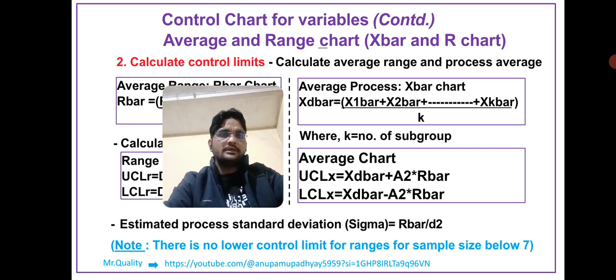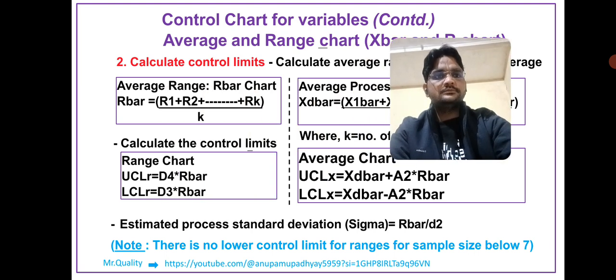If we are taking a sample size, or subgroup size, of 4 or 5, say a subgroup size of 5, then X1 plus X2 plus X3 plus X4 plus X5 divided by 5 is X1 bar. And X2 bar is the second group, X6, X7, X8, X9, X10 divided by 5, that is X2 bar. That's how we make XK bar, where the number of subgroups is K.